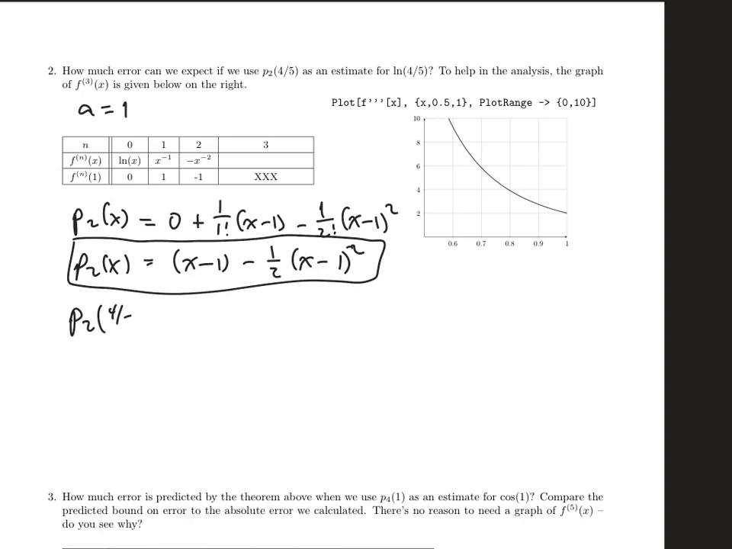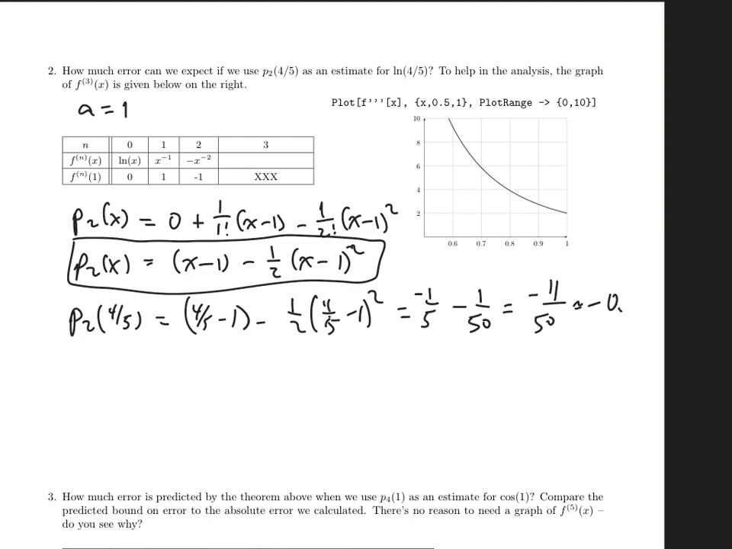The estimate that I would get for 4/5 then would just be 4/5 minus 1 minus 1/2 of 4/5 minus 1 squared. And so it'll be negative 1/5 minus 1/50th. So that's negative 11 over 50, negative 0.22. In fact, it's exactly negative 0.22. So that's the approximation of the log of 4/5. So I'm saying log of 4/5 is approximately negative 0.22.